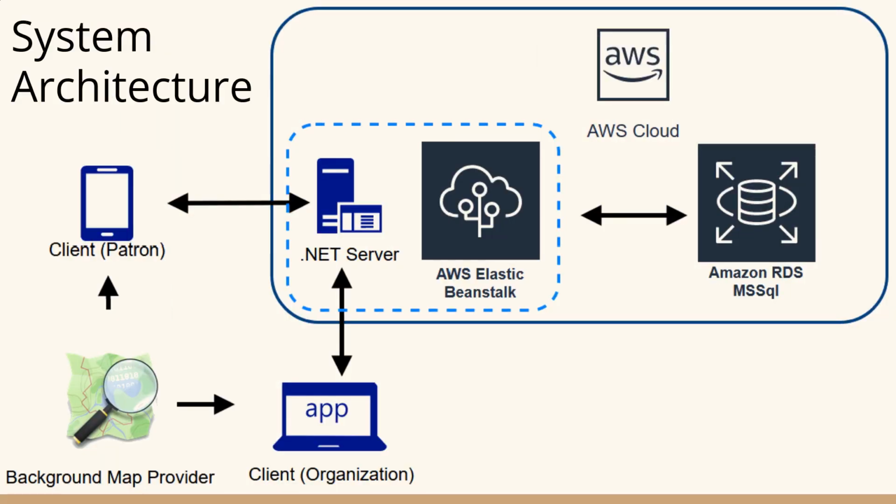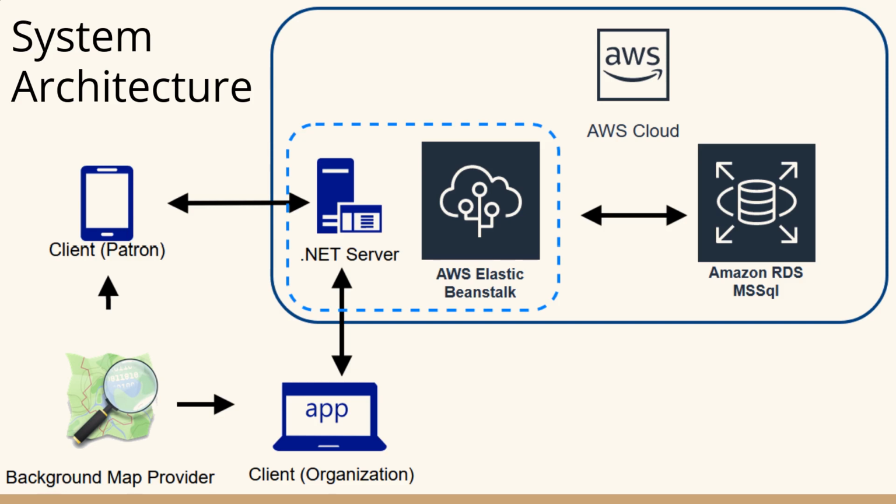Now that you've seen the app, let's talk about how it's made. Our backend is written in C# with ASP.NET Core, and we have it deployed on the AWS cloud via Elastic Beanstalk, and it's connected to an RDS Microsoft SQL Server database. Our front end is a web app, and it's written in JavaScript, CSS, and HTML.